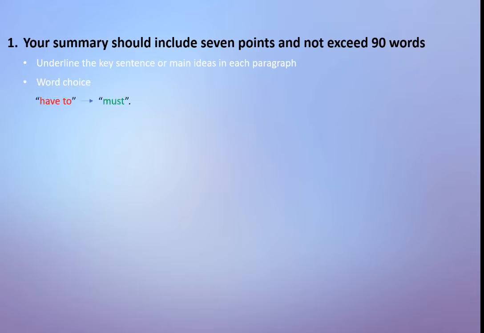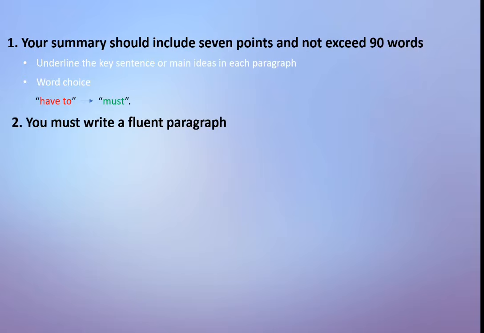For example, instead of using have to, use must. That is one less word used. Number 2, write a fluent paragraph. Write the summary in a paragraph form, not in bullets. Your summary needs to make sense and have a consistent flow, which you can achieve by making use of conjunction words. And remember to always use a formal style because it counts towards language.